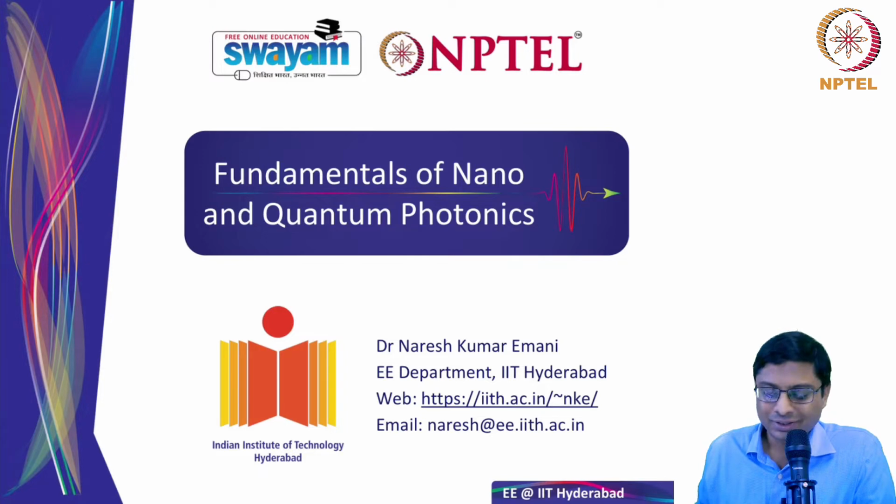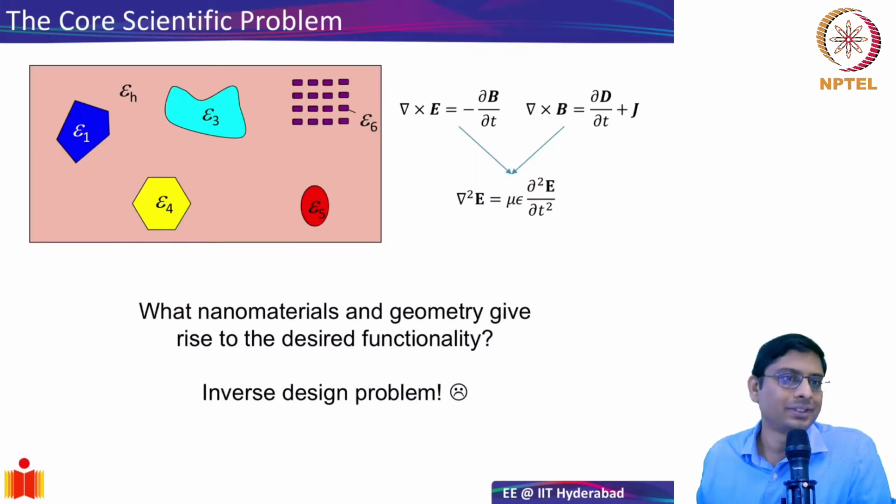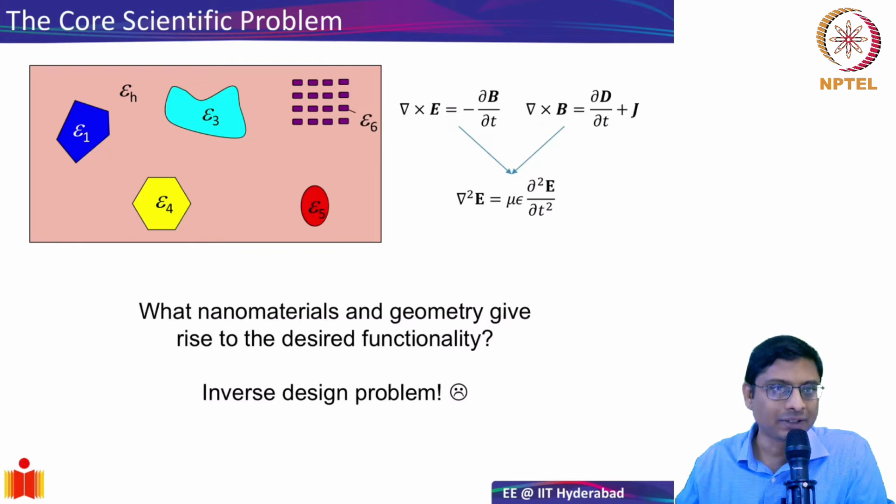In the last lecture, we were talking about the scientific problem in nanophotonics. When we have a distribution of permittivities in a certain region of space, how do we solve for the electromagnetic response? I mentioned that this essentially involves solving Maxwell's equations. But how do we solve that? To do that, we have to essentially solve the wave equation.